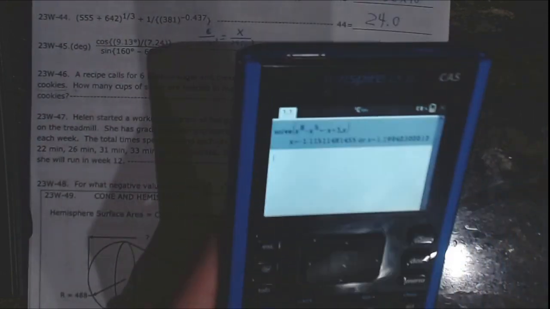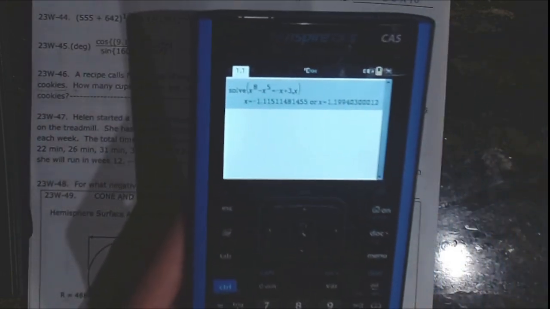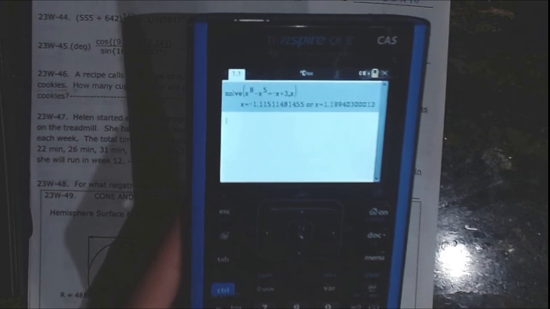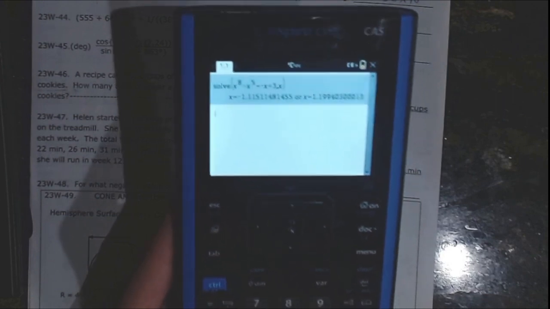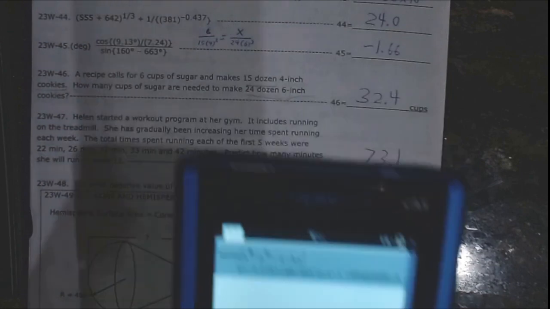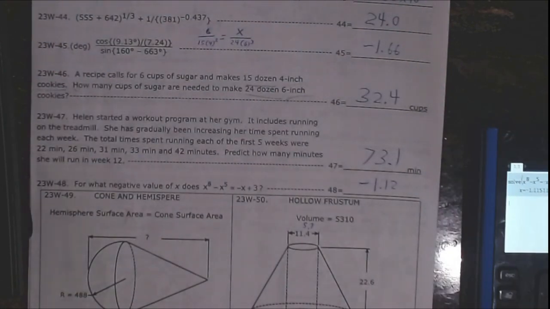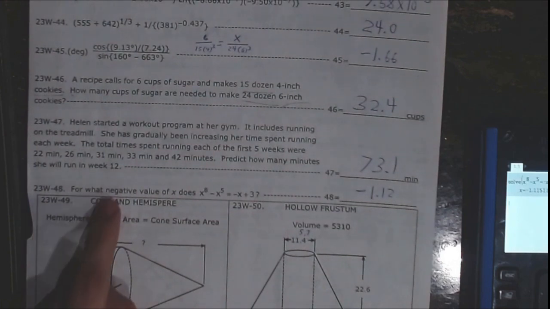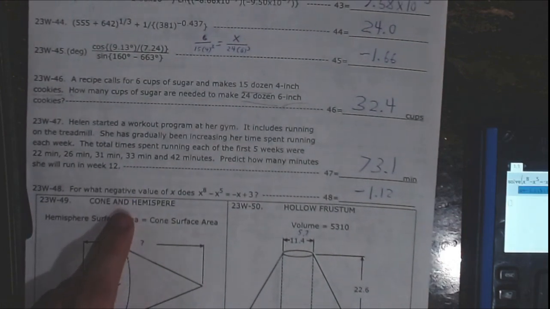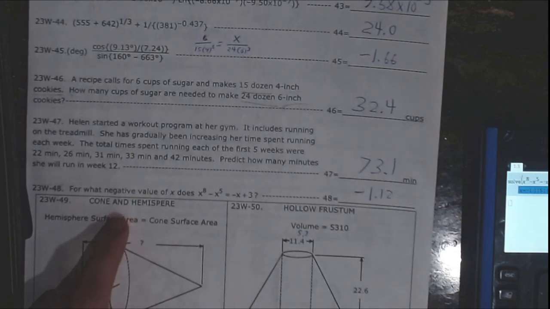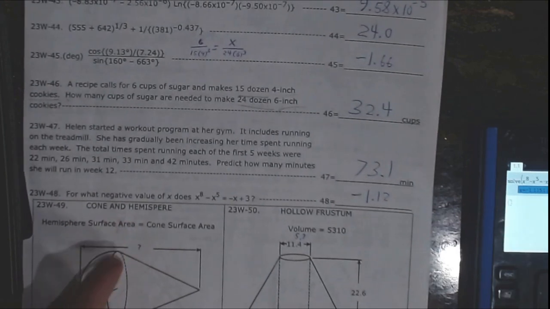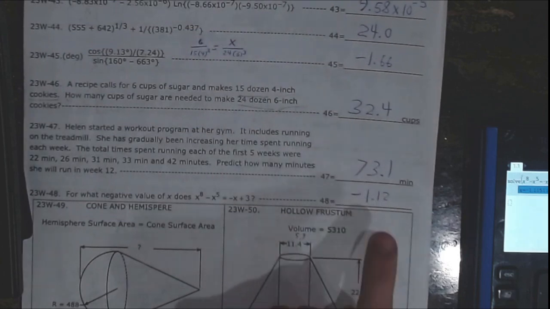and I get two values. I get negative 1.115 and positive 1.199. Now, which one do I put in the answer choice? Well, you got to make sure you read the question correctly. It wants to know what negative value of x. If it asks for positive, we put the positive result that it gave us. But because it wants the negative, I got to input the negative one, which was about negative 1.12.